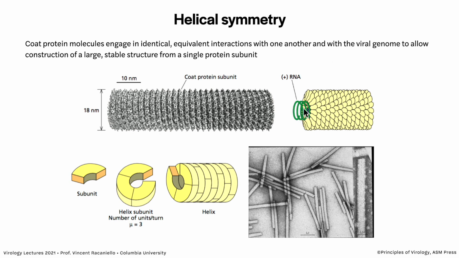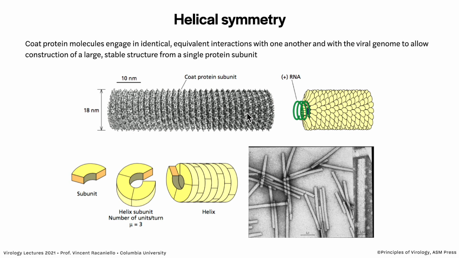It's a plus RNA. And the genome interacts with the subunit, and the subunits interact with each other. So there are two kinds of interaction here, protein-protein and protein-RNA interactions. And this gives you a helix, right? The RNA is coiled around with the protein attached to it, and the helix has a certain diameter and a certain turn length and so forth. But you basically can make this very stable structure from one protein, repeated many times, and it's stable and it protects the RNA.